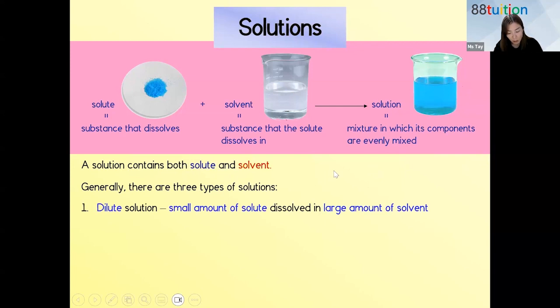There are three types of solutions. Let's talk about dilute solution. If you have a dilute solution, for example, I have a lot of water and very little blue crystal. That will give me a very light blue colored solution, so that is called diluted. You can also apply it to dissolving sugar in water. I have a big glass of water and I put in maybe half a teaspoon of sugar. That is called diluted because very little sugar is added.